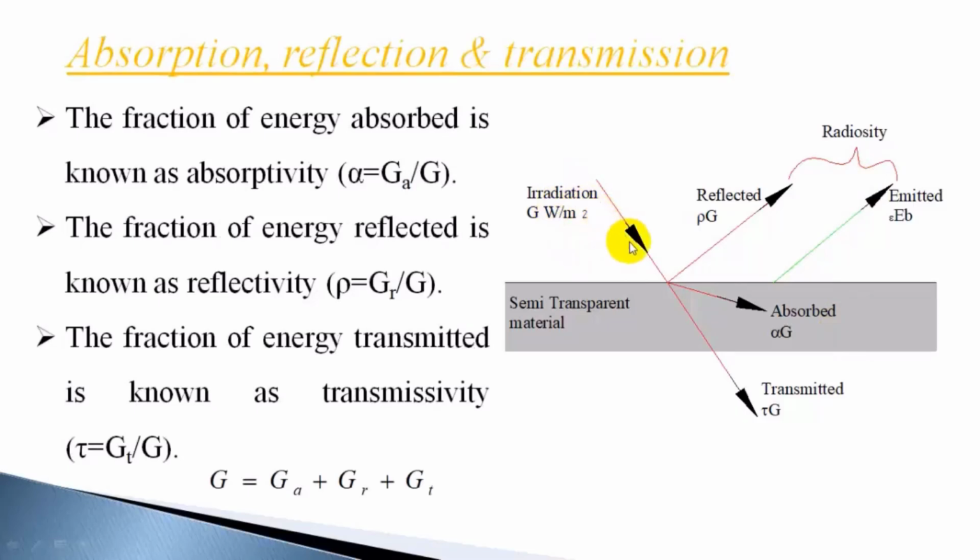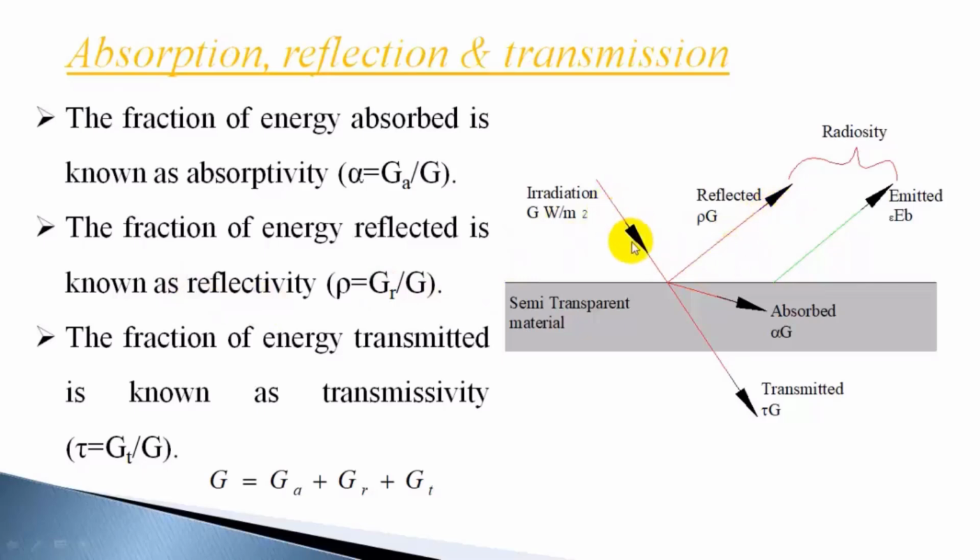Now out of the total energy striking on a surface, that is irradiation, a part will be reflected, part may be absorbed, part may be transmitted. Let us say the irradiation is G. Now let us represent reflected part as GR and absorbed part as GA and transmitted part as GT. So out of the total irradiation, GR is the reflected part, GA is the absorbed part, and GT is the transmitted part. Now the fraction of energy reflected, that is GR by G, is known as reflectivity.